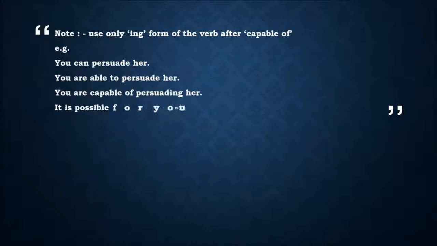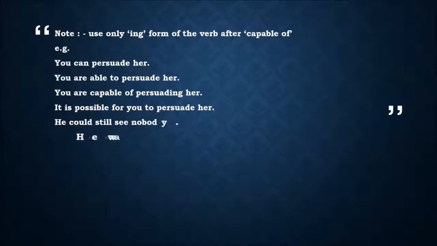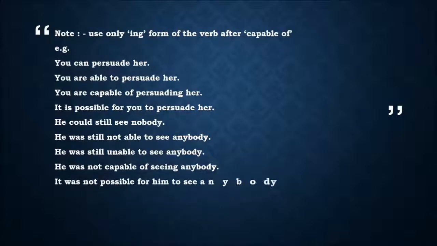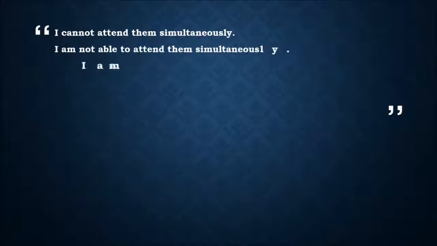He was still unable to see anybody. He was not capable of seeing anybody. It was not possible for him to see anybody. C. I cannot attend them simultaneously. I am not able to attend them simultaneously. I am unable to attend them simultaneously. I am not capable of attending them simultaneously. It is not possible for me to attend them simultaneously.